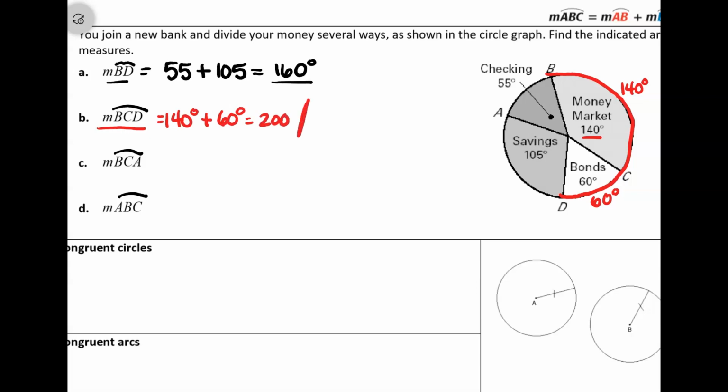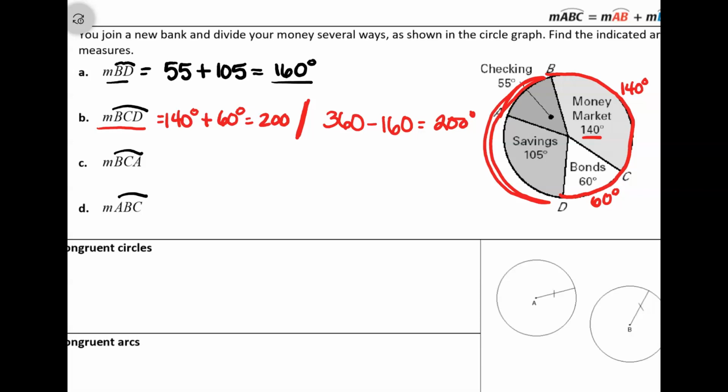Now, I also want you to see that there is another way to do this. We just found in the previous problem this part. So we could have also done 360 degrees, subtract 160 degrees, and we'll still get 200 degrees. So you have some options in solving problems like this.